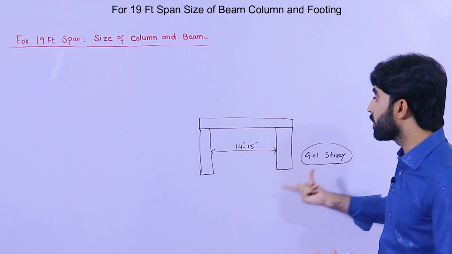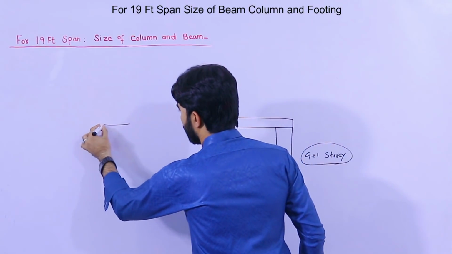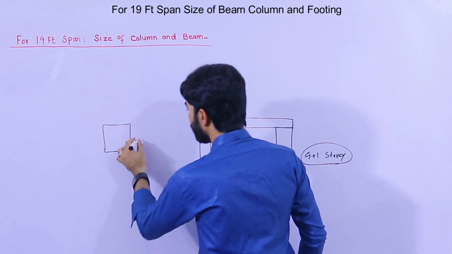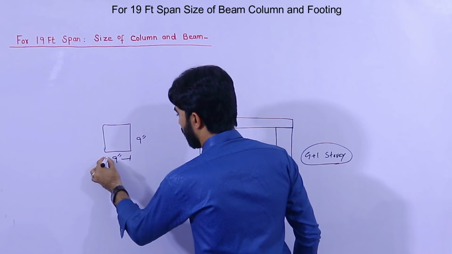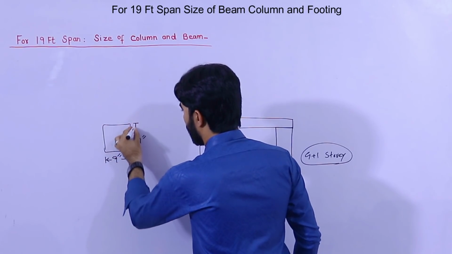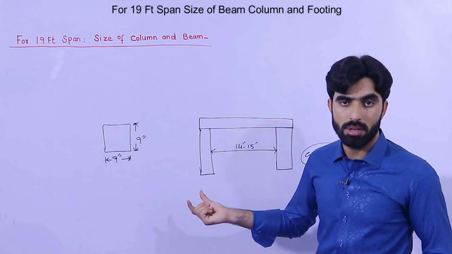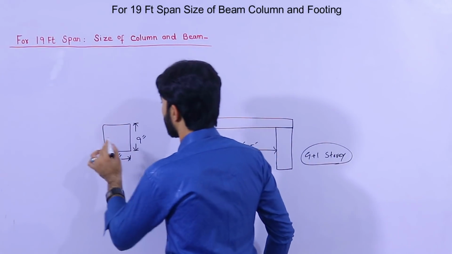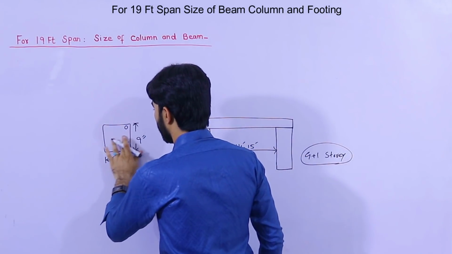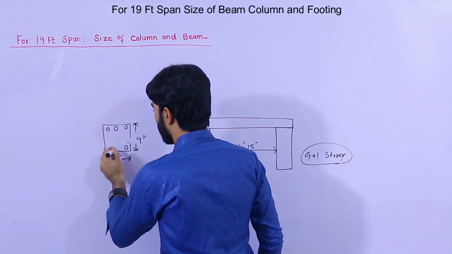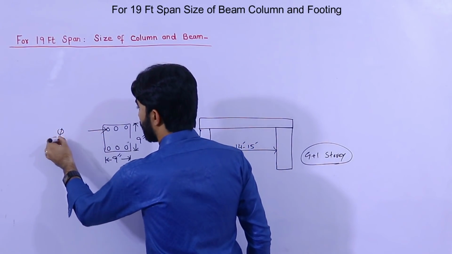14 to 15 feet, the size of the column should not be less than 9 by 9 inches. It should not be less than this. You can say this is the minimum size of RCC column. And don't use less than 6 steel rods for G plus 1 story. 6 steel rods should be used. And the dia of each longitudinal bar should not be less than 12 mm.